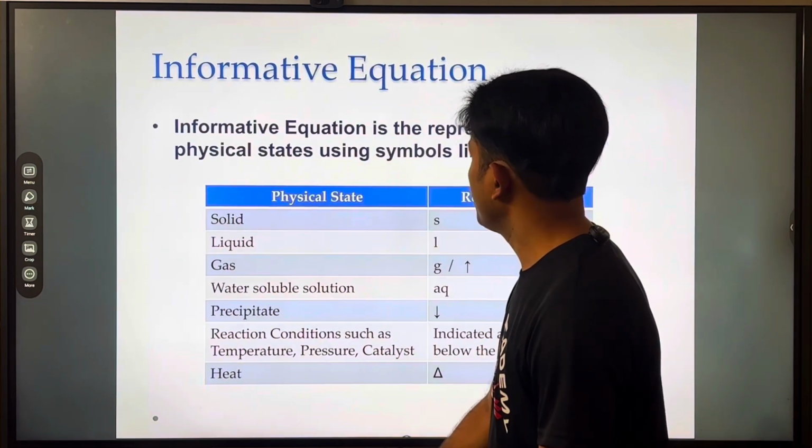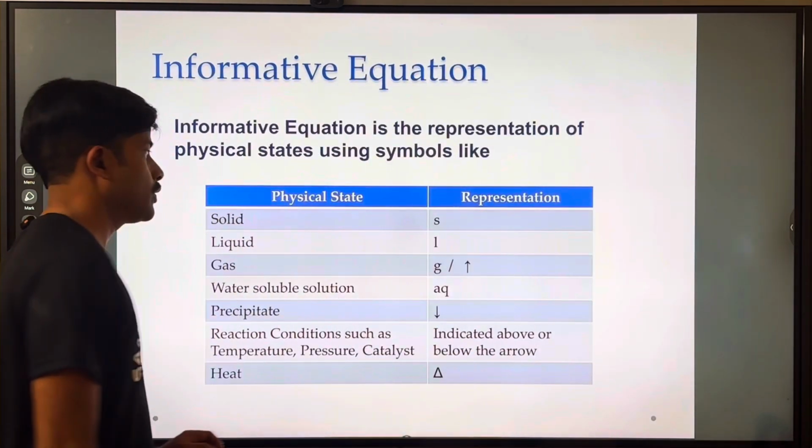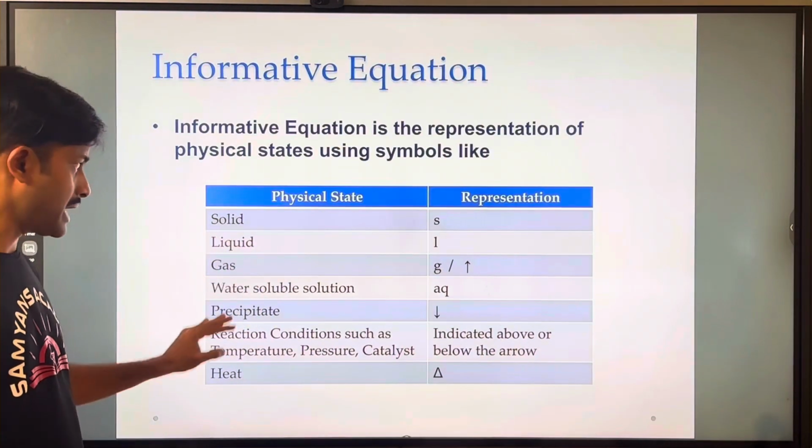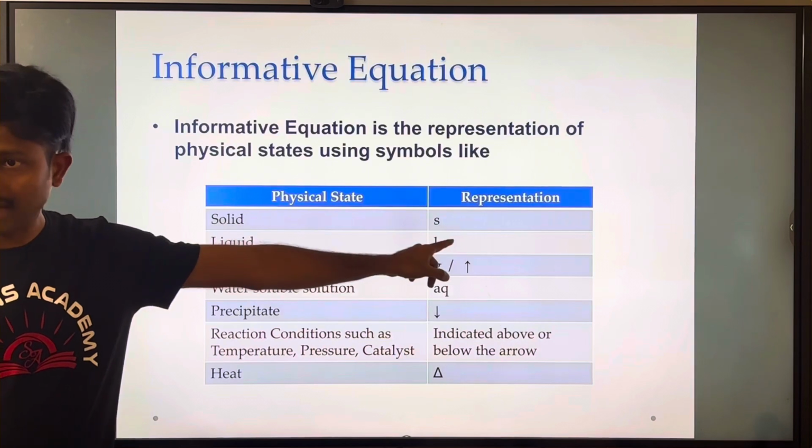Next, chemical equations can also represent the physical state. When reactants or products are in solid state, liquid state or gaseous state, the solid state is represented with the letter S.